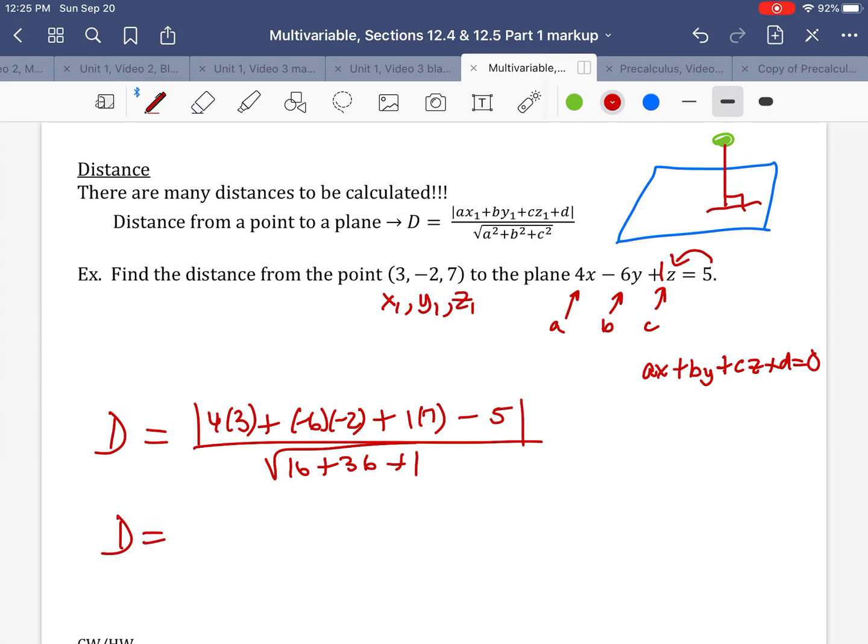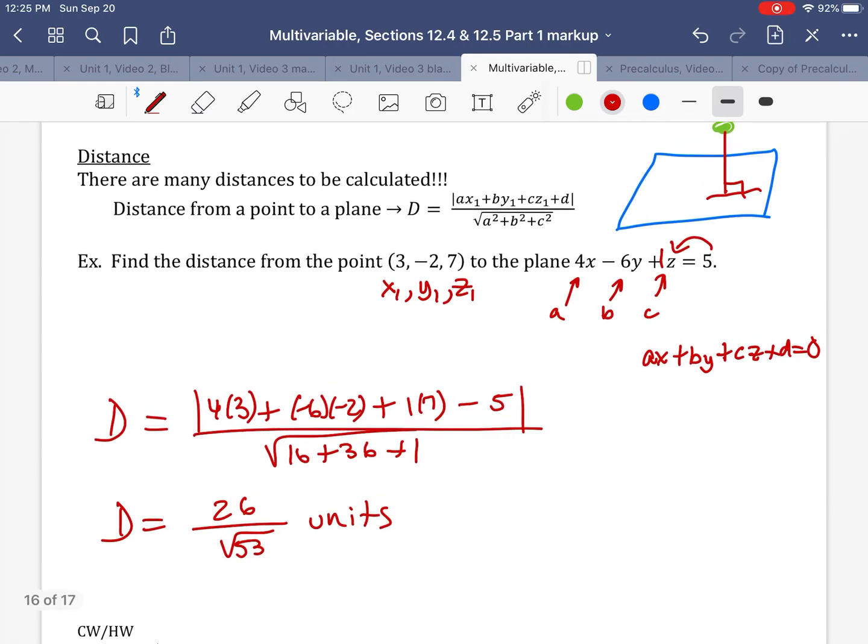So the top part is going to be 12 plus 18 plus 7 minus 5, so that gets me 26. Those bars up there are in fact absolute value bars, so 26 is already positive. On the bottom, I get the square root of 53. So that is my distance. If you want to put that in the calculator, see what it is, but I don't really care, so units. Okay, so that's the distance formula between a point and a plane. And that is it. Bye-bye.